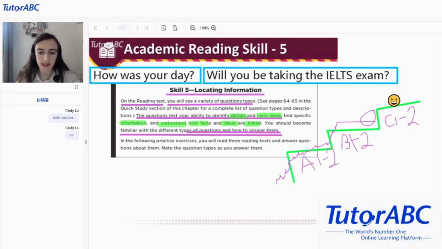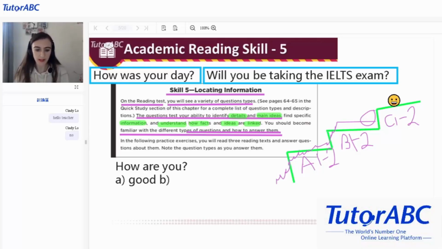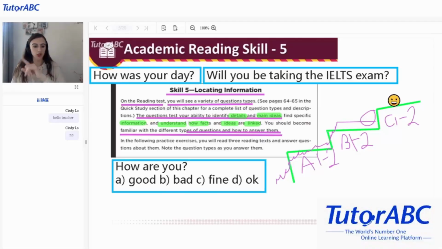So if I give you a question like, how are you? And then I say A, good, B, bad, C, fine, D, okay. This is called multiple choice because you have a few options. So there are some questions that are multiple choice in the IELTS exam.